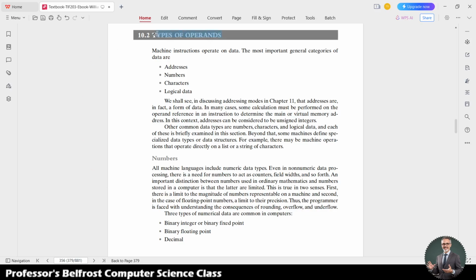Now entering the second subchapter, which is the types of operands. This is the second big topic in this chapter. So machine instructions operate on data. This is very clear. And the most important general categories are addresses, numbers, characters, and logical data. Let's see them one by one.